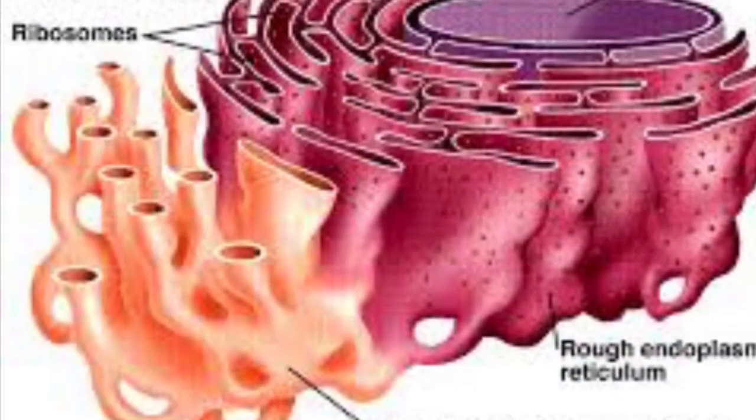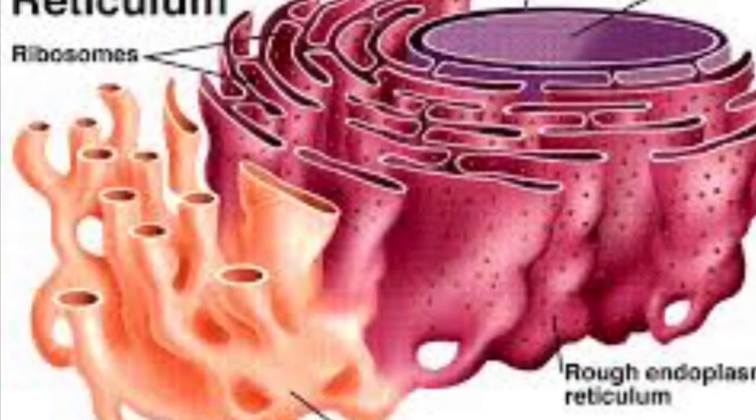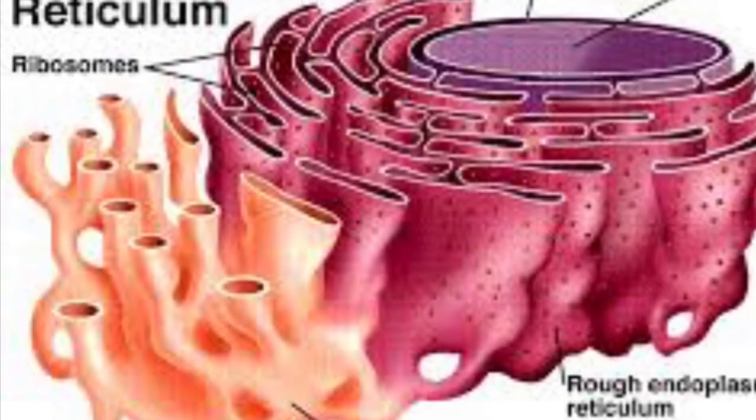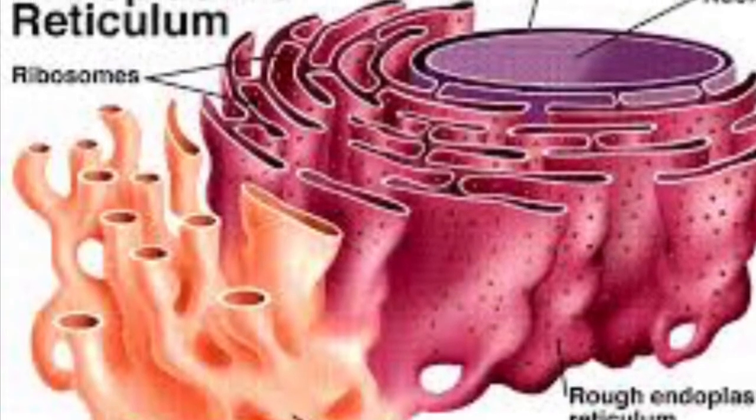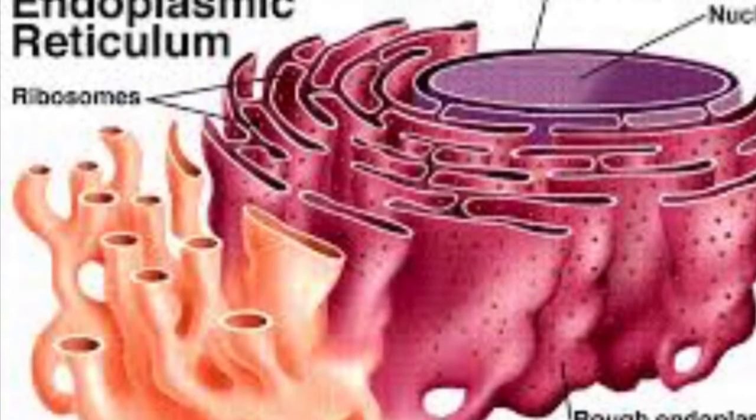Let's get a little more specific and go into the types of ER. There is a rough and smooth ER. The rough ER contains bound ribosomes and produces vesicles of protein. The smooth ER transports lipids and is used for detoxification.